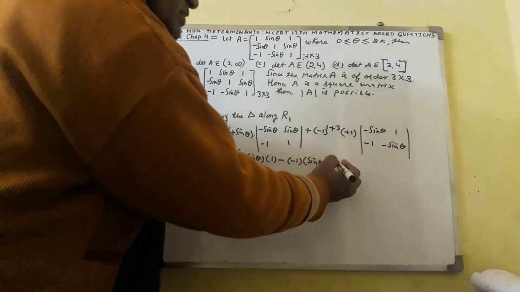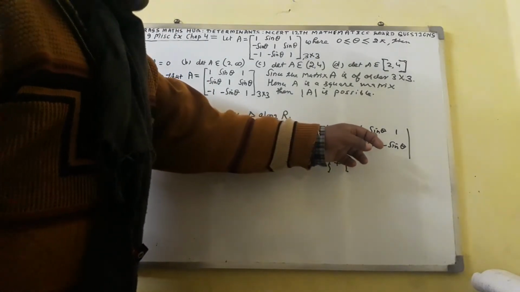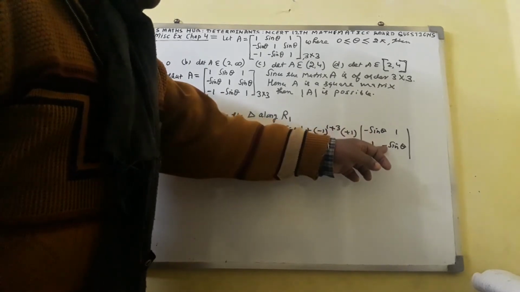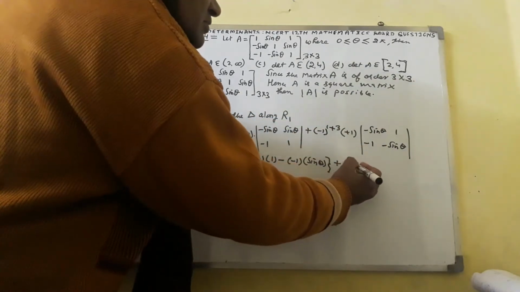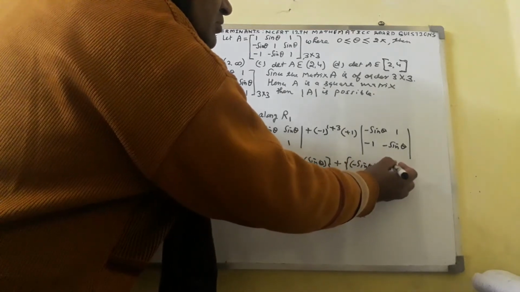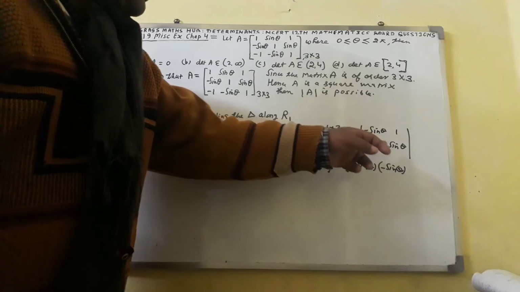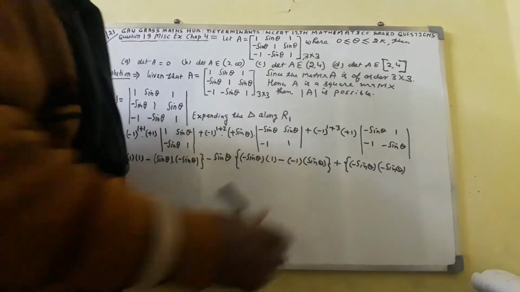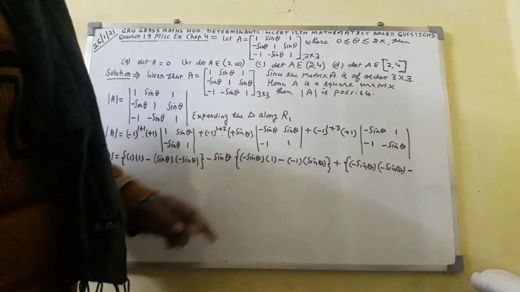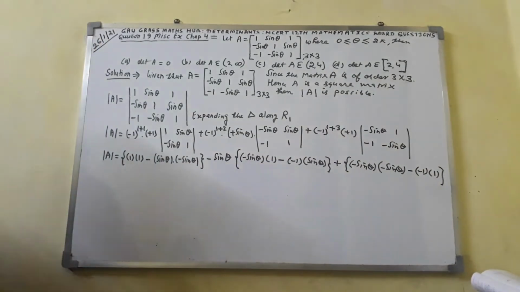And here I shall write plus, open here curly bracket, and elements of principal diagonal minus sin theta will get multiplied to minus sin theta. So here write minus sin theta. Elements of principal diagonal minus sin theta will get multiplied together. Minus, and elements of reverse diagonal minus 1 will multiply together. So here write minus 1. Now do the operation next.